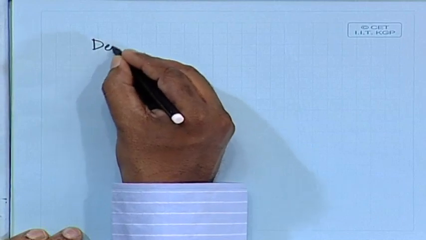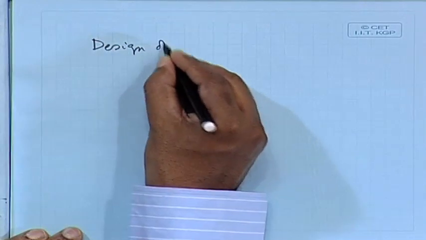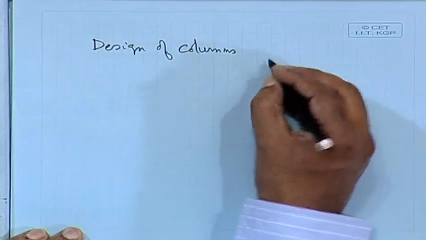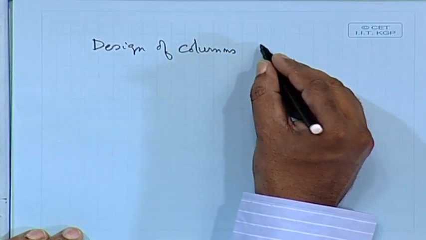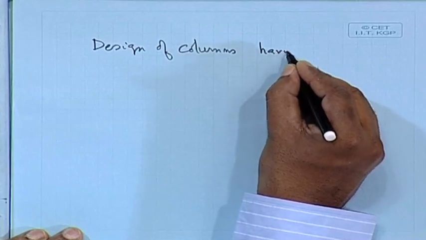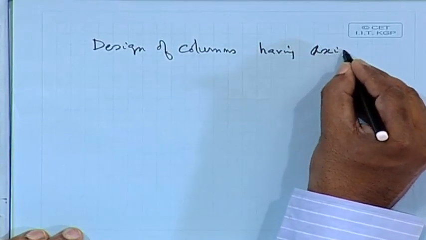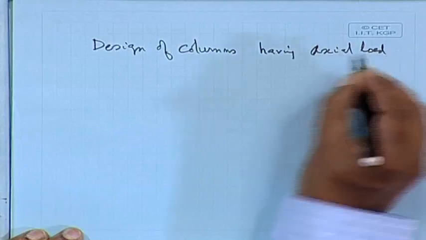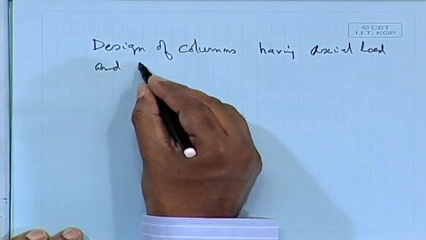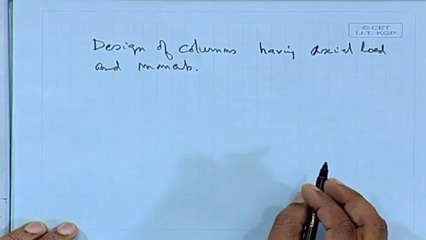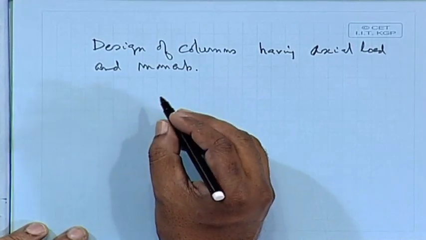So, we would like to now do design of columns having axial load and moment. The moment could be uniaxial or biaxial.